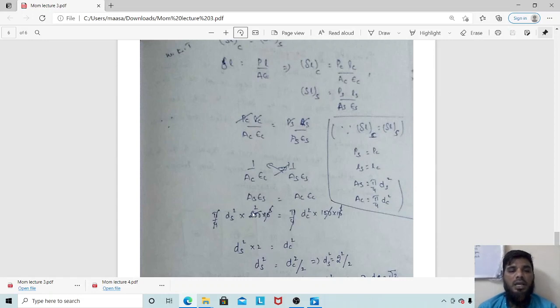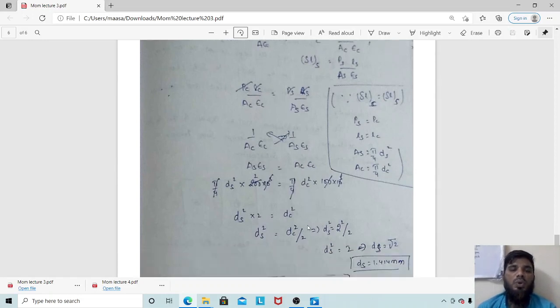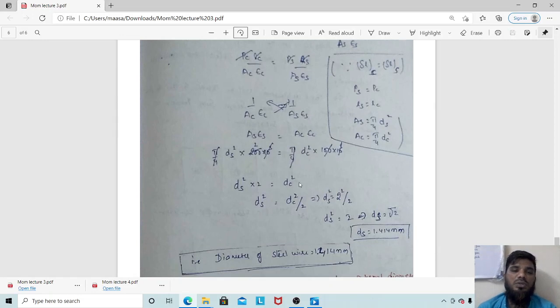ds square into 2 is left out, and here everything is cancelled. Only left out is your dc square. So ds square into 2 is equal to dc square.